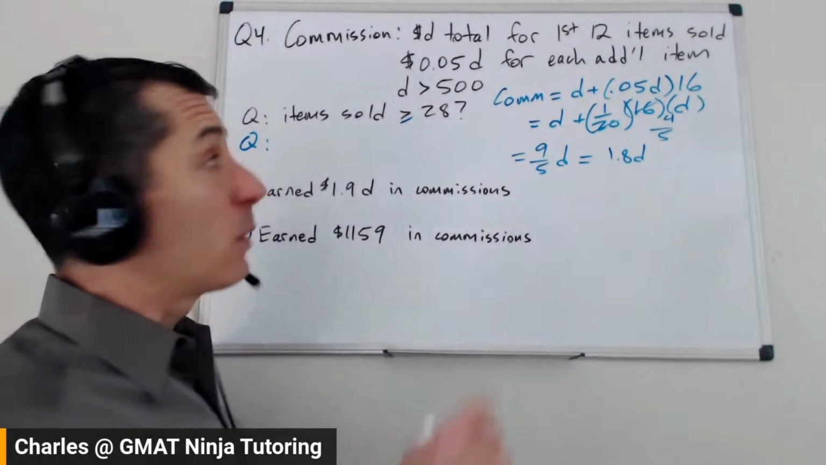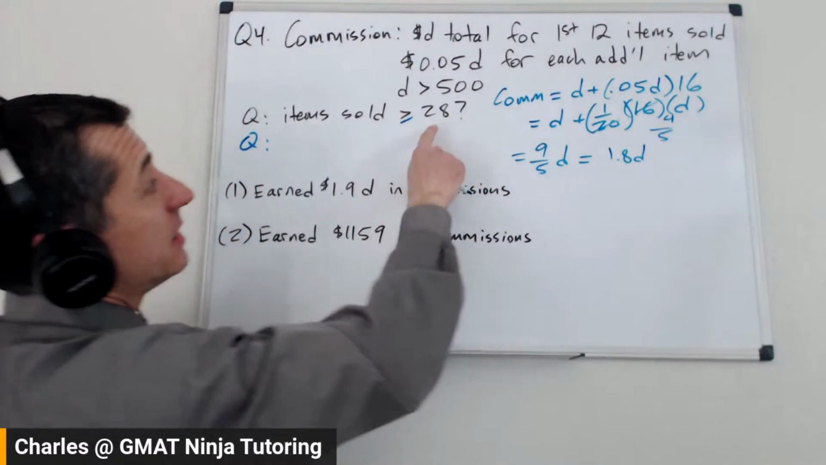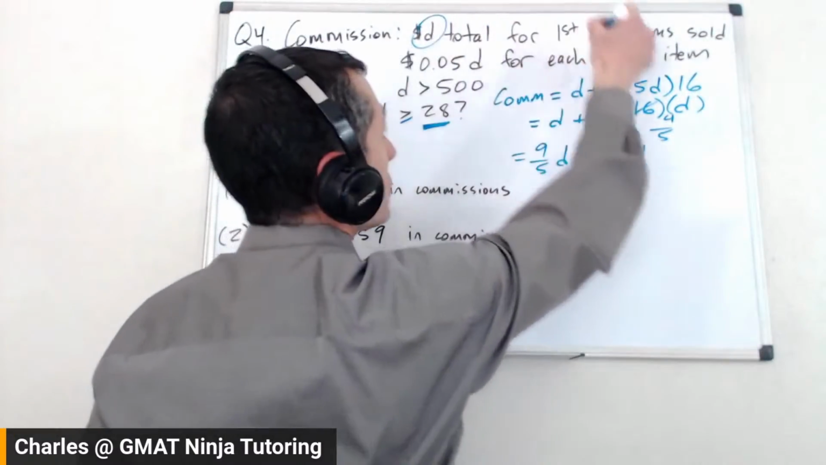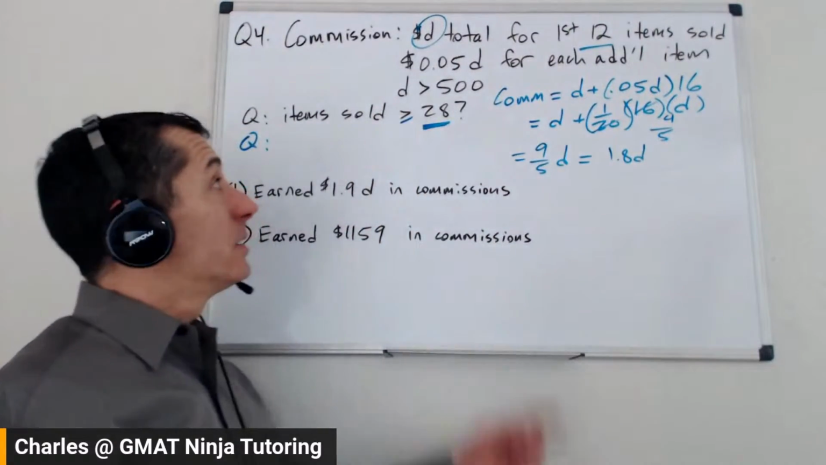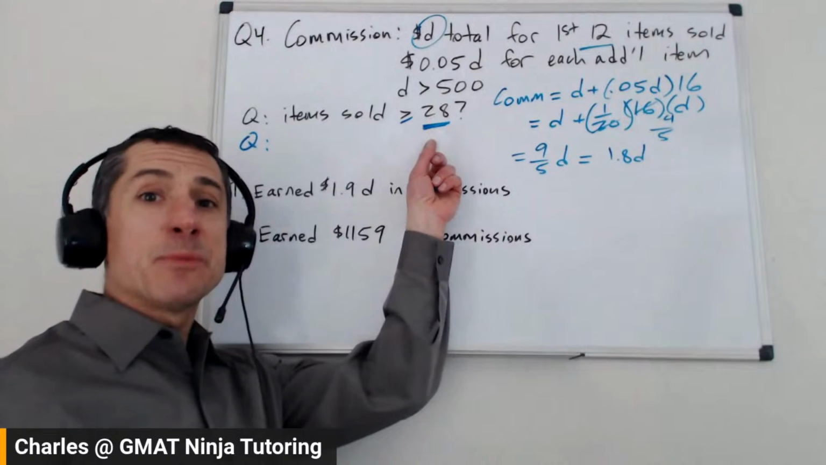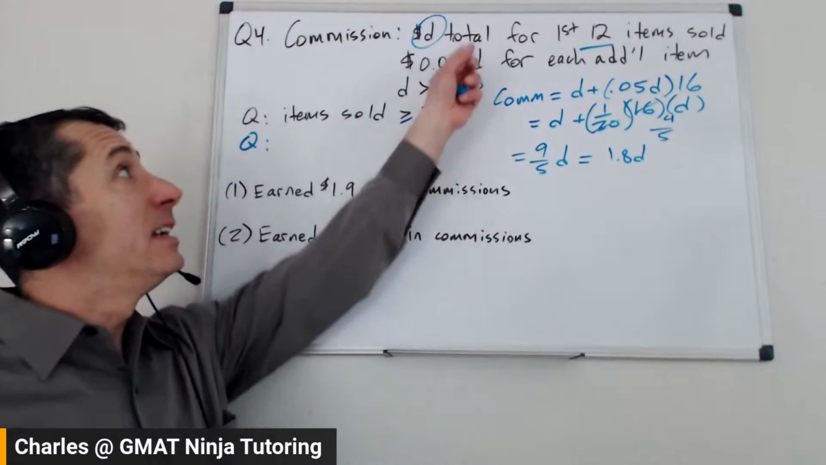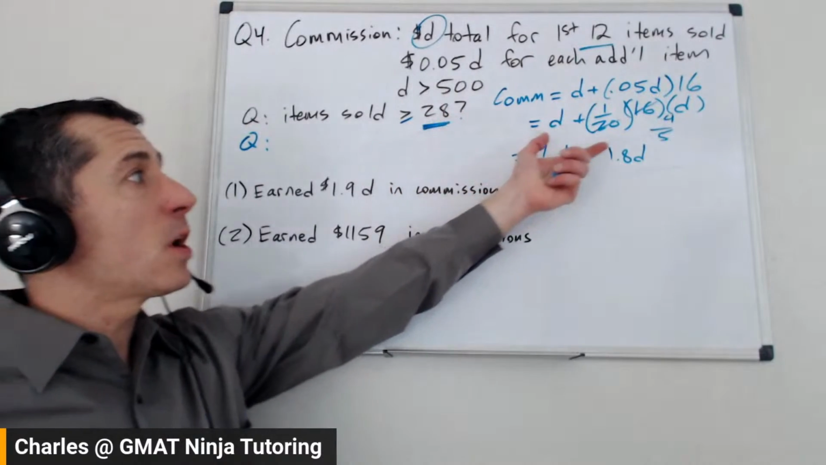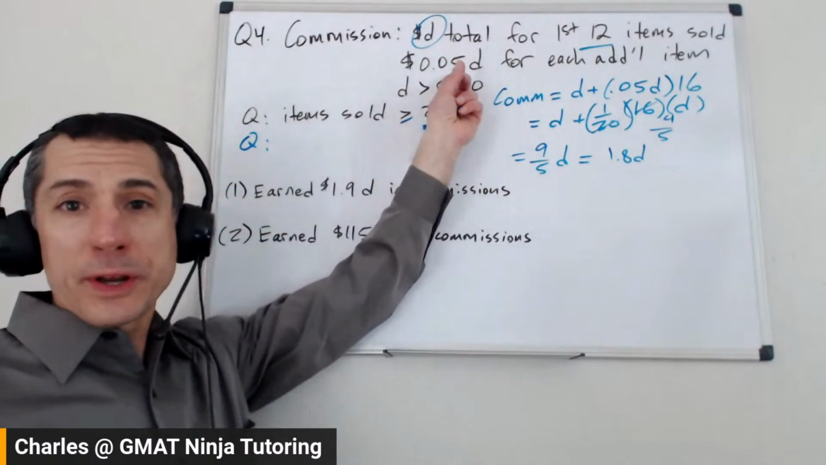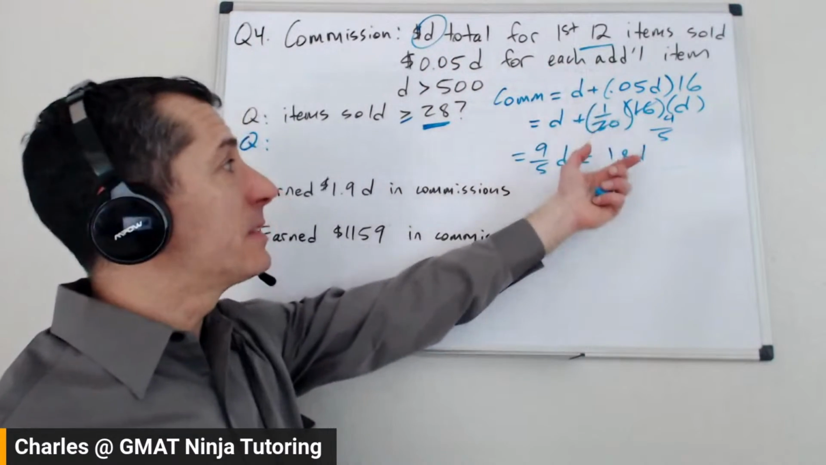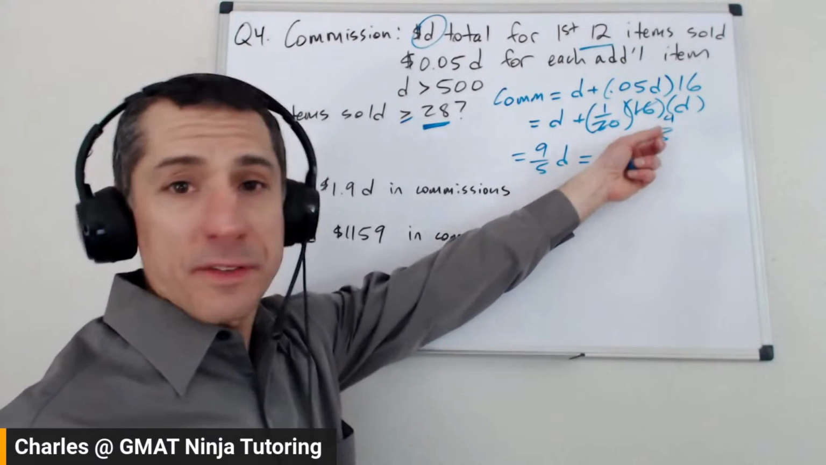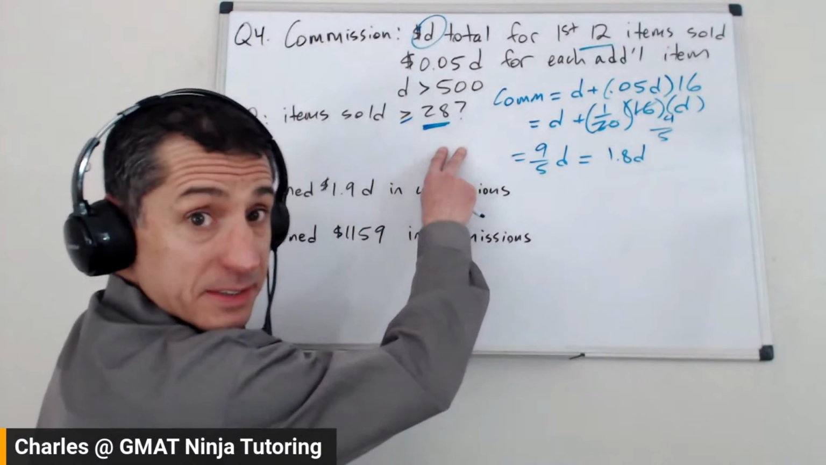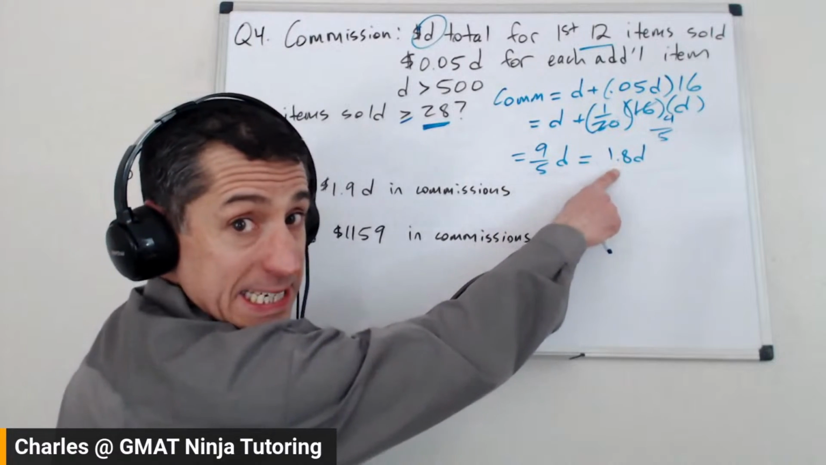So the question is, did she sell at least 28 items? And I've got people asking, where did we get the 16 from? Well, it's D dollars for those first 12 items. So I want to know, how much would she get paid for 16 more? If she sells 28, she gets paid D dollars for the first 12. Then she gets paid for 16 more. That's 16 additional, 0.05 for each of those items. That's going to be 0.8 or 4/5 for those additional 16. So if she sells 28 items, she's going to earn 1.8 D in commissions.